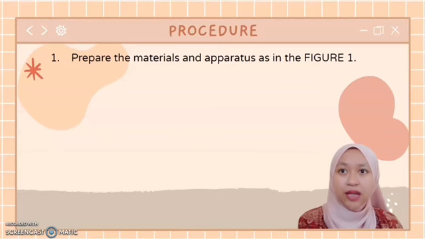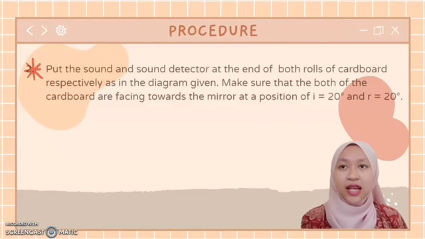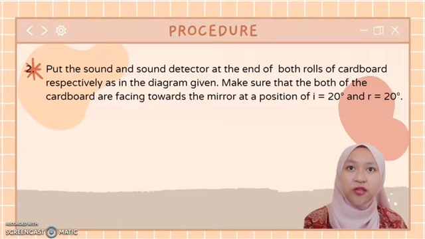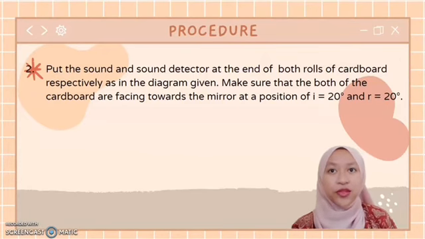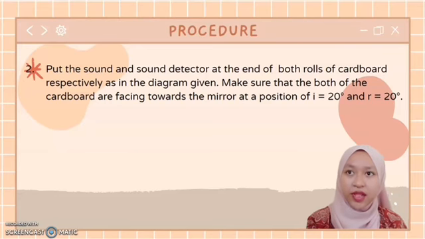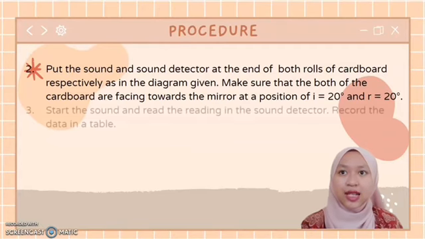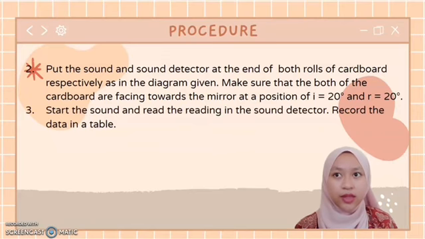First, prepare the materials and apparatus as in figure 1. Next, put the sound source and sound detector at the end of both tubes respectively, as in the diagram given. Make sure that both of the tubes are facing towards the mirror at a position of I equal to 20 degrees and R equal to 20 degrees. Step 3, start the sound and read the reading on the sound detector. Record the data in a table.